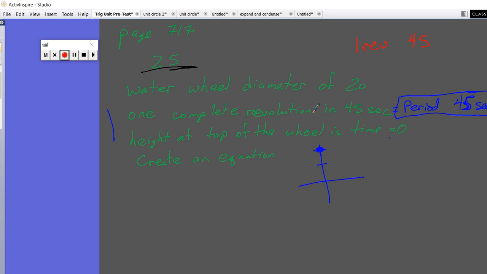Write an equation for the height of point H in the diagram below as a function of time t. So we have the height is at the top, has a diameter of 20 feet. So that means from here to here is 10, and from here to here is 10. So it looks something kind of like that.